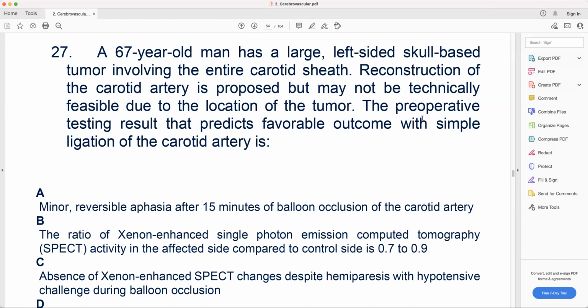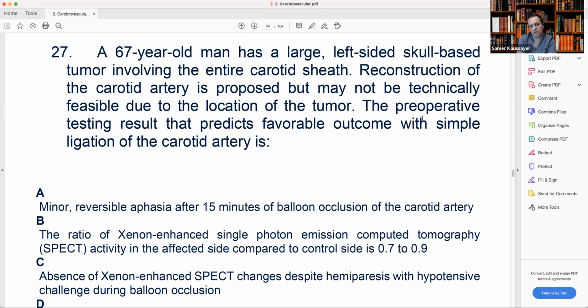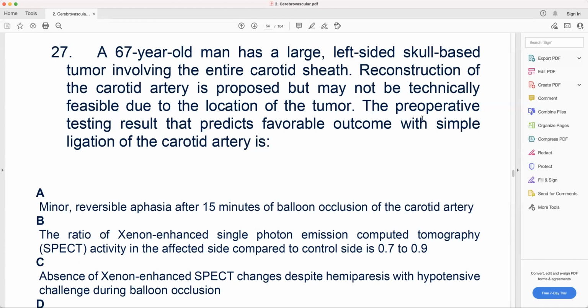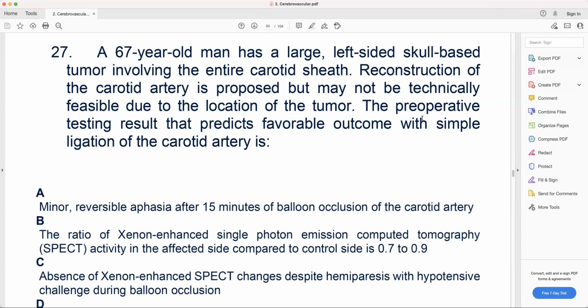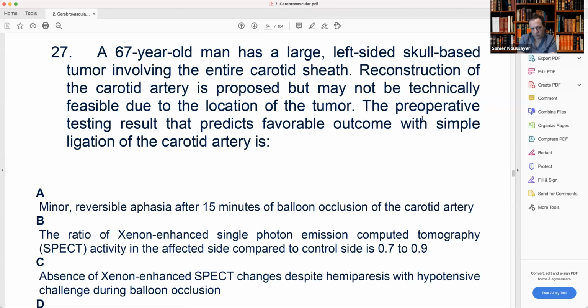Do you know how long they leave the balloon there? I think 15 minutes. No, usually they go longer to be sure there's good flow. Usually they go to 30 minutes. So usually they do it for 30 minutes. There is a test which I don't know if they do it here.